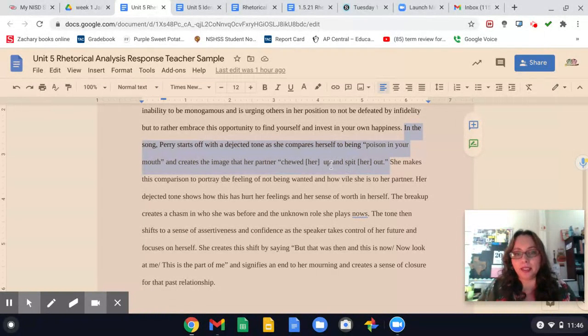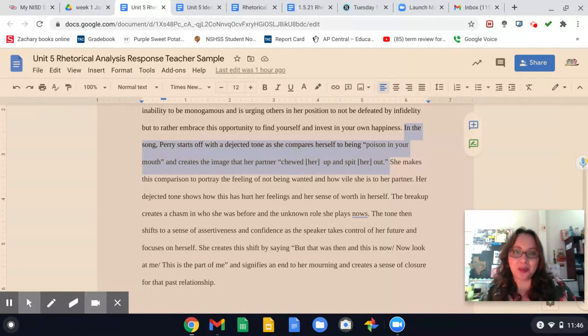I want you to notice what I did here. I put those brackets there because in the song it says "chewed me up and spit me out." But again, I'm trying to work on blending that wording, and that use of the pronoun just did not work. So what I did, because I never want to jeopardize the integrity of the quote that I'm using, I used the brackets to show that something else was there instead, but I'm putting this word so that it flows a little bit better. Rather than creating the image that her partner chewed me up and spit me out, which doesn't work, the better use of the pronoun would be her, so I put it in the brackets. That's what the brackets are for.